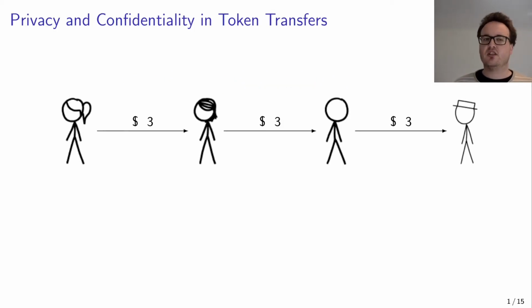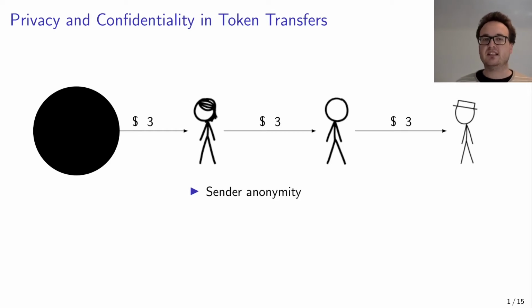So let's have a look at private and confidential token transfers. Let's assume that we have a setting with 4 participants where Ponytail transfers $3 to Megan, transfers $3 to Cuball, and then transfers $3 to Whitehead. For our consideration, we look at the privacy from the view of Megan.